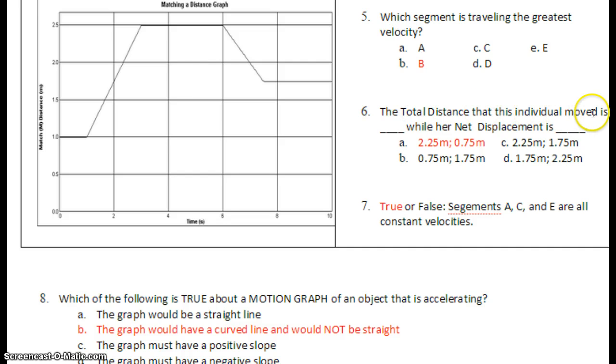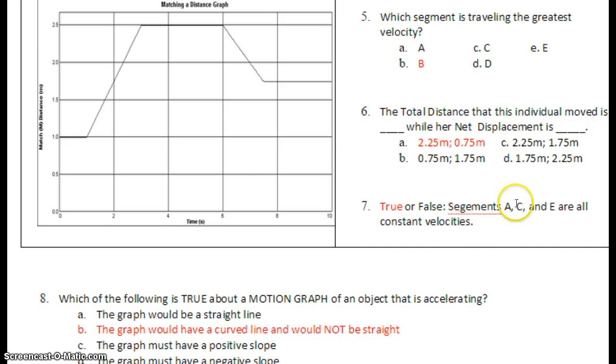The total displacement that the individual moved is 2.25 meters. Here's how we calculate it. So we traveled from 1 meter to 2.5 meters for a displacement of 1.5 meters, and then traveled back from 2.5 to 1.75. Excuse me, that'd be 0.75. So 0.75 plus 1.5 gives me a distance of 2.25 meters, and displacement is from where I started to where I ended. And if I interpolate between these lines, that's 1.75 meters away. I started 1 meter away. The net displacement is 0.75 meters. So letter B is correct here.